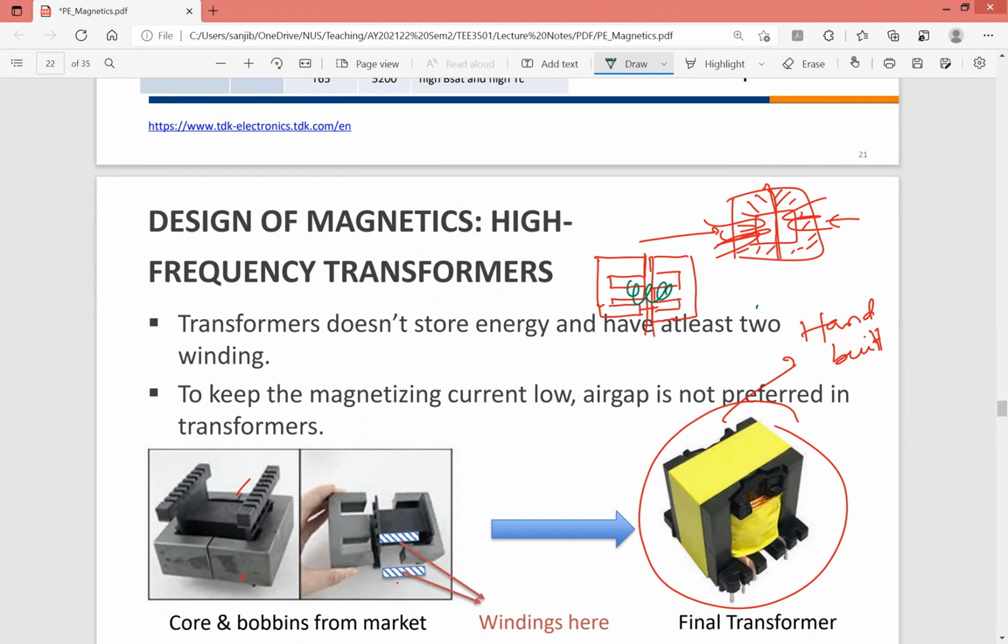So there are two types of transformer. You can make the winding on the sides, or you can make it in the center part. Here is an example where you have put the coils in the center part, in the central E. So there are C cores and E cores. I can say different types of core shapes are available.